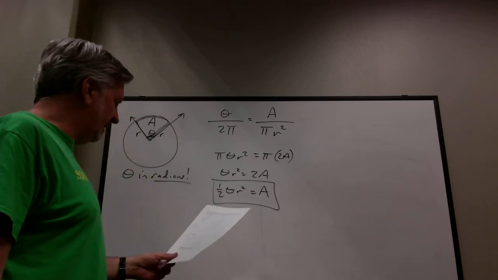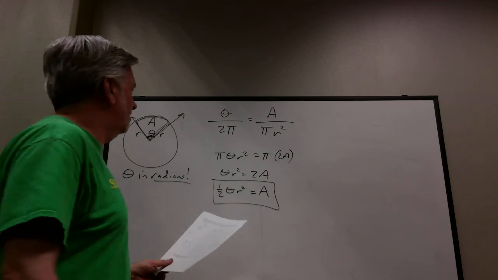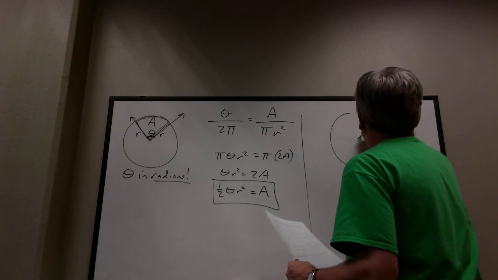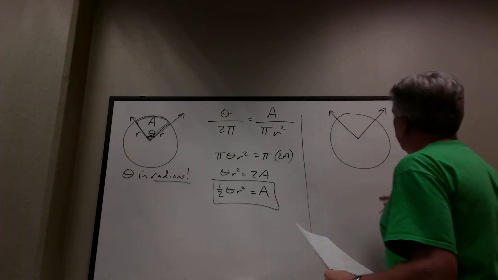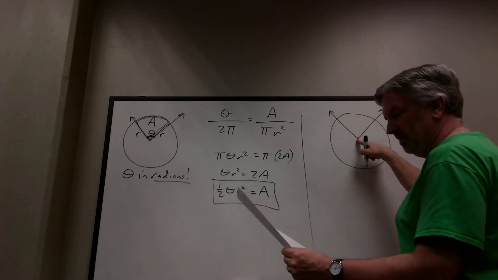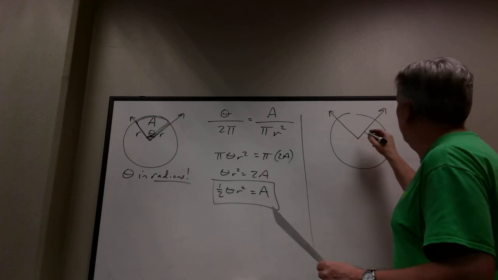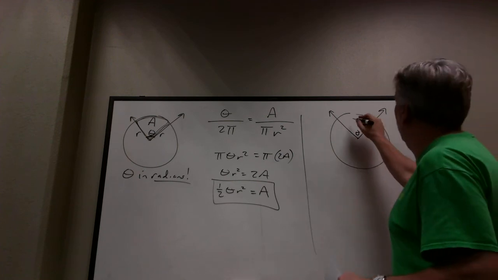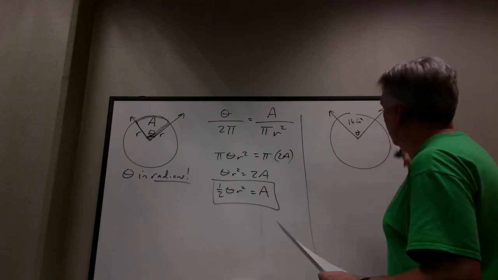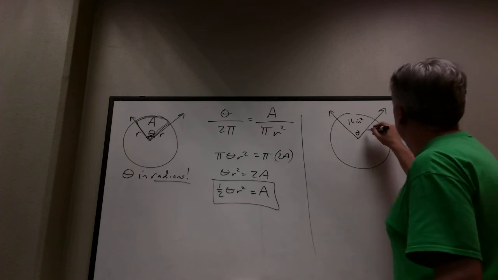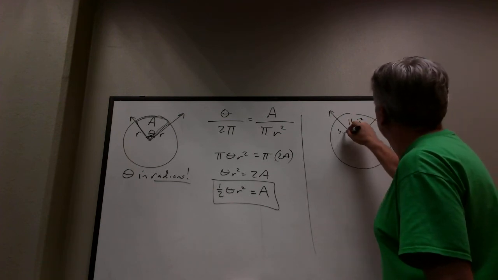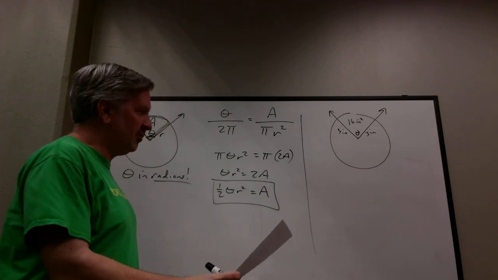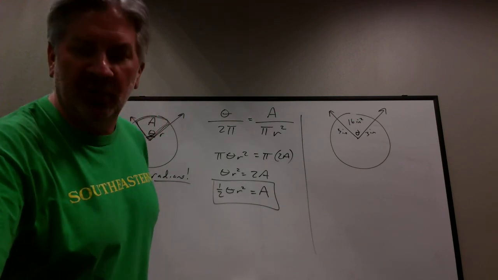Find the measure in radians of a central angle. Okay, well, let me go ahead and draw a picture here. So there's a central angle. Remember, a central angle is an angle whose vertex is at the center of a circle. Find the measure of a central angle, so I'll call that theta, of a sector of area 16 square inches in a circle of radius 3 inches. Pictures help you visualize what's going on. So we're looking for theta.